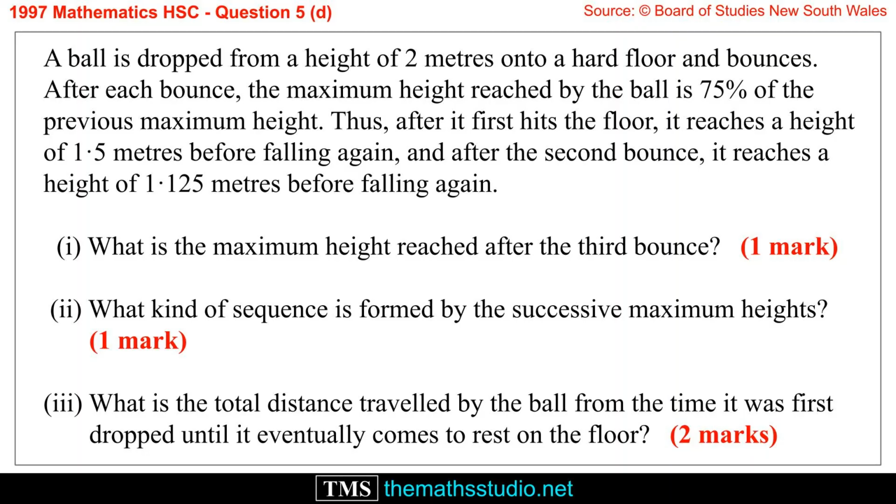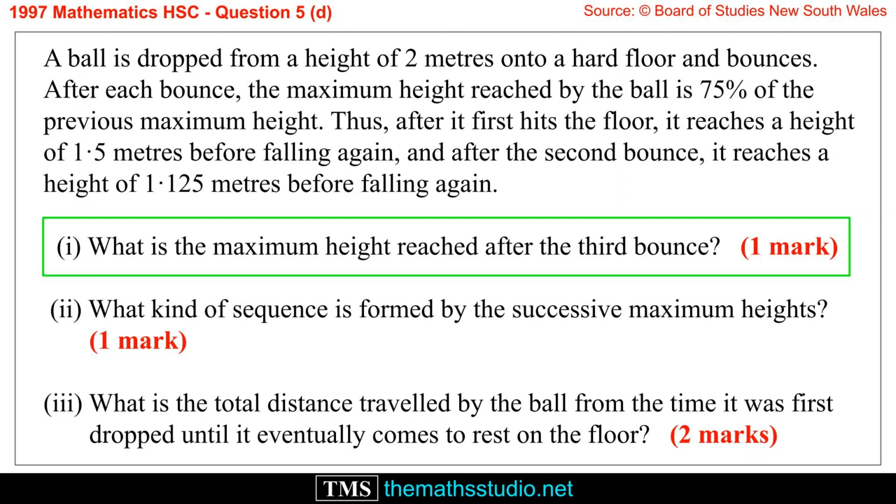Question 5, Part D. A ball is dropped from a height of 2 meters onto a hard floor and bounces. After each bounce, the maximum height reached by the ball is 75% of the previous maximum height. Thus, after it first hits the floor, it reaches a height of 1.5 meters before falling again, and after the second bounce, it reaches a height of 1.125 meters before falling again.